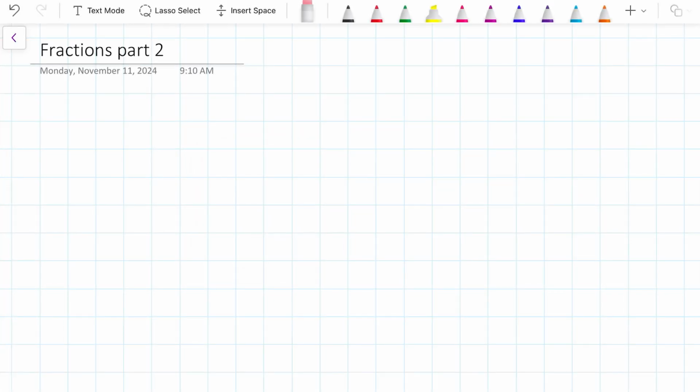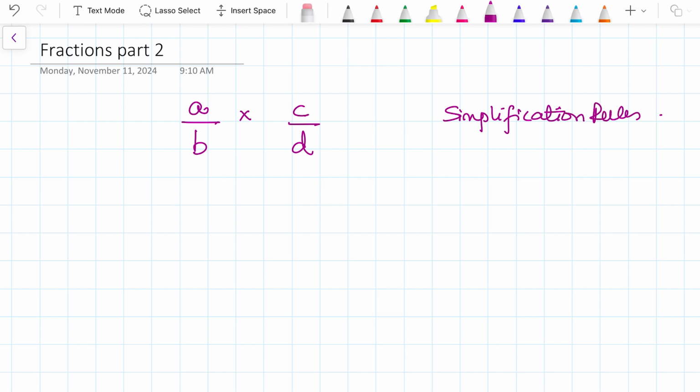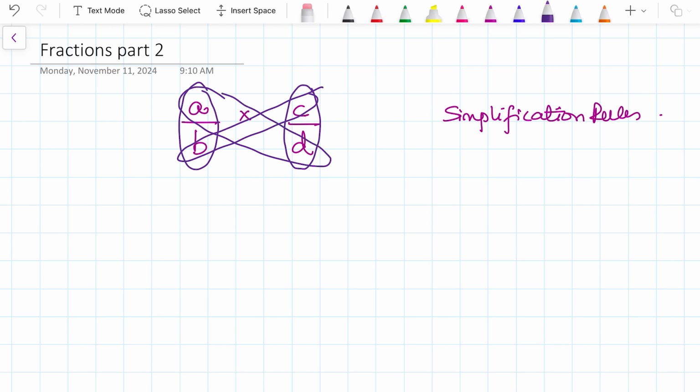So in the previous video we discussed addition and subtraction of fractions, and in today's video we will start with multiplication of fractions. So first we need to see, for example, if you have two fractions like a upon b multiplied by c upon d. So we need to understand the simplification rules because simplification is required in multiplication. So we can simplify vertically between two fractions. We can simplify like this. So these are the four ways in which you can simplify two fractions.